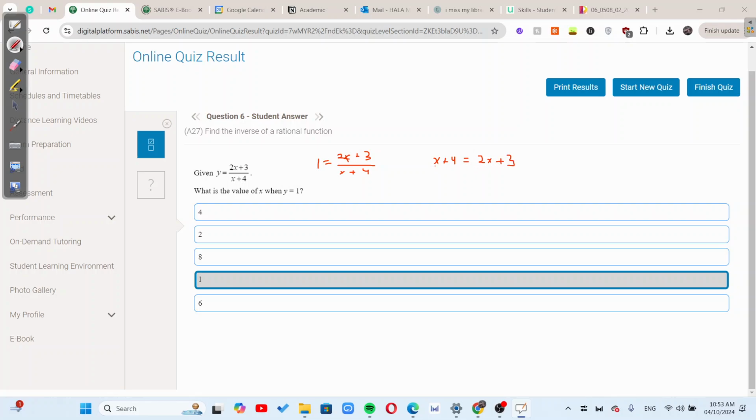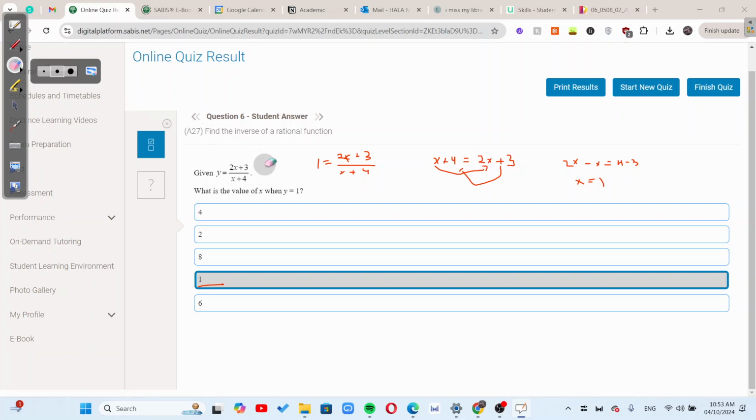So now we're moving the x to this side and the 3 to that side. So let's do it. So it's 2x minus x equals 4 minus 3. Yeah, 4 minus 3. It's supposed to be 4. So you're left with x equals 1. And that's it. Your x is 1.